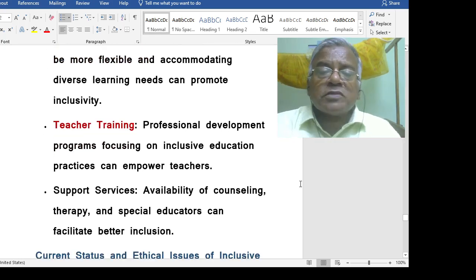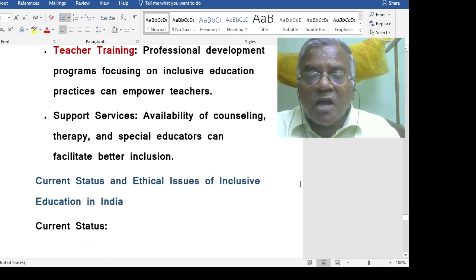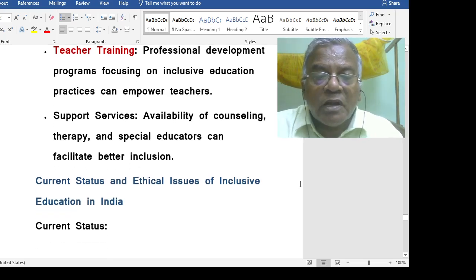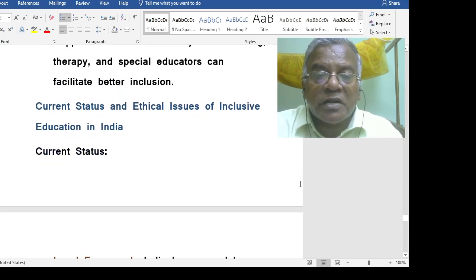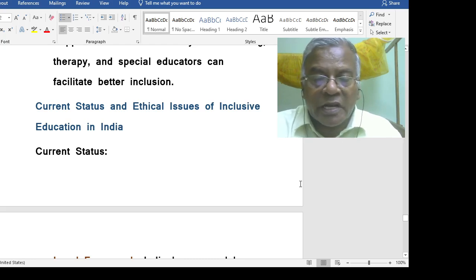Teacher training, professional development programs focusing on inclusive education practices can empower teachers. Support services, availability of counseling, therapy, and special educators can facilitate better inclusion. Current status and ethical issues of inclusive education in India.